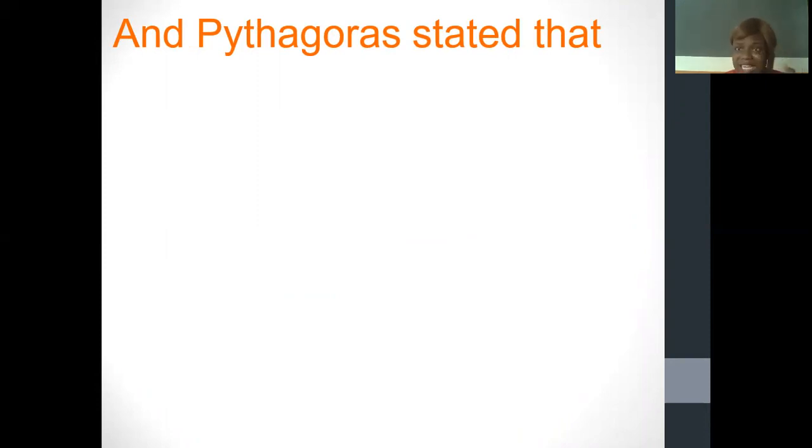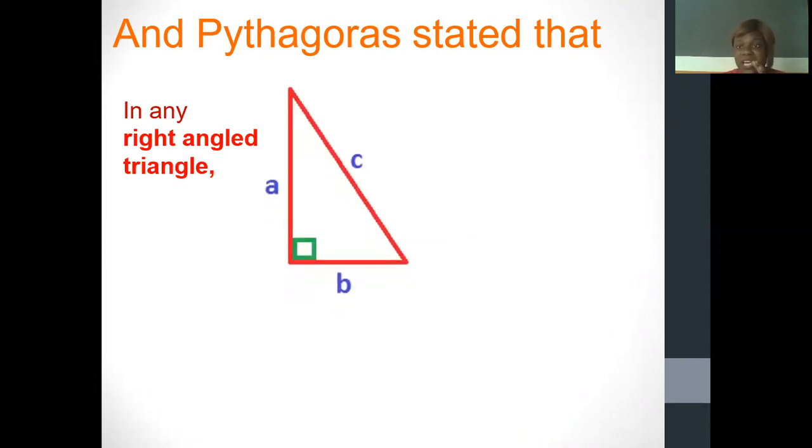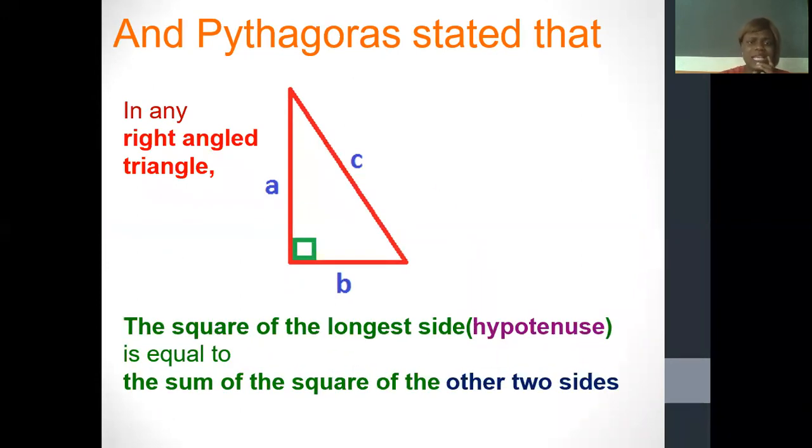He got some knowledge from so many of these things that he observed, and then he stated that in any right angle triangle, where you have the sides A, B, C, C is usually the longest side, and we call C the hypotenuse. Pythagoras stated that in any right angle triangle, the square of the longest side, the hypotenuse, is equal to the sum of the squares of the other two sides. So he was observant, he was curious, he was a researcher, he was everything.